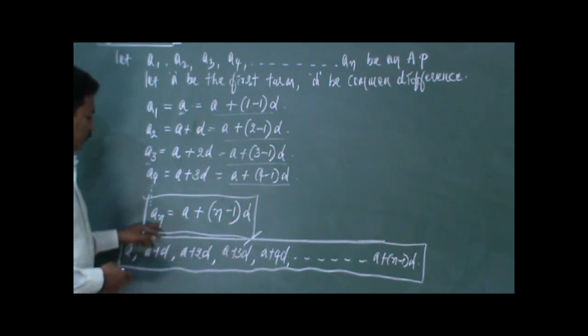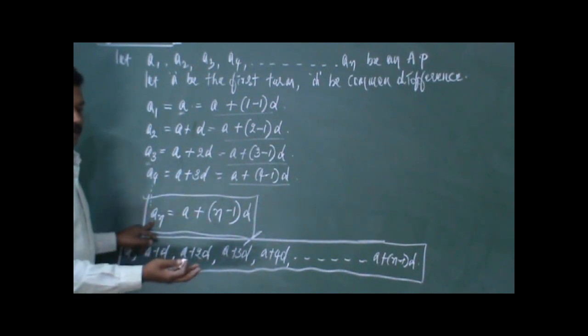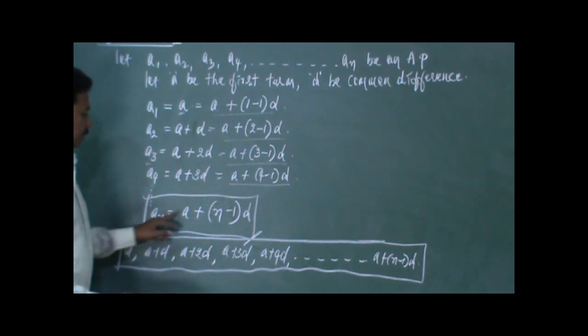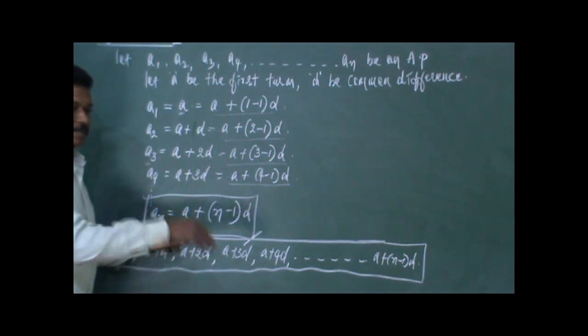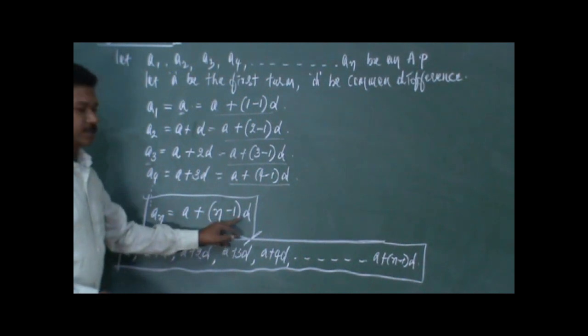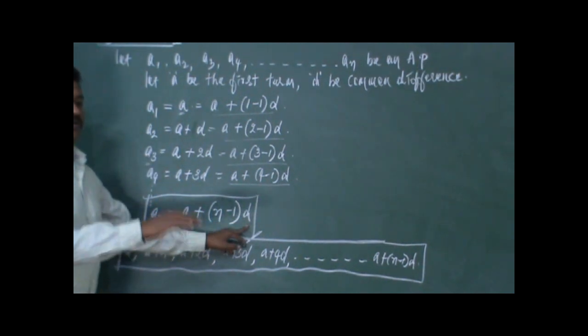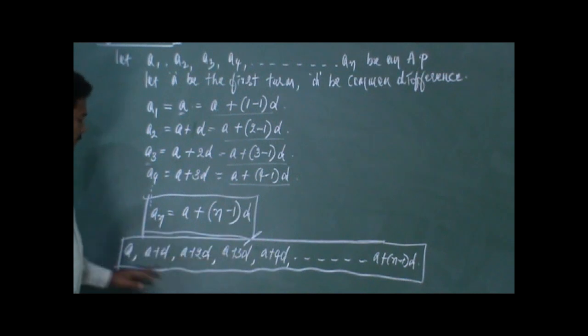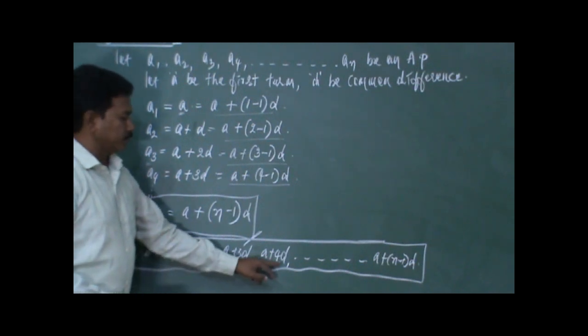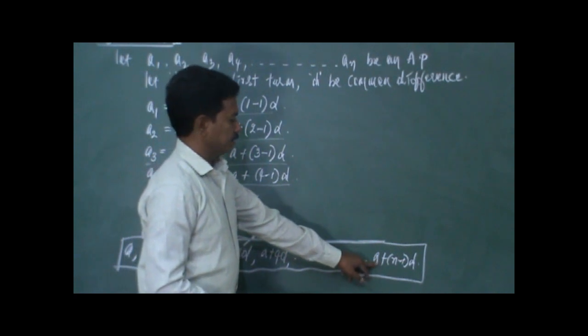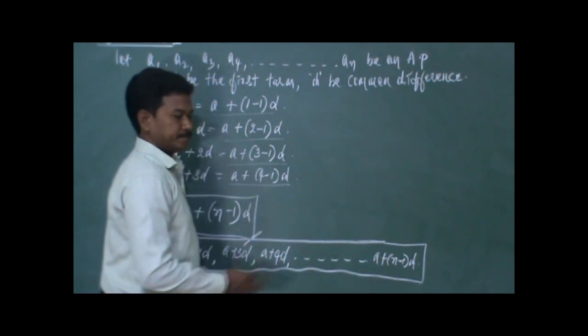That means if you want the nth term of any AP, then to the first term of that AP, add n minus 1 times the common difference of that AP, and you will get the required term. So this is the general form. Any AP will be in this form: a, a plus d, a plus 2d, a plus 3d, and so on, and the nth term is a plus n minus 1 into d.